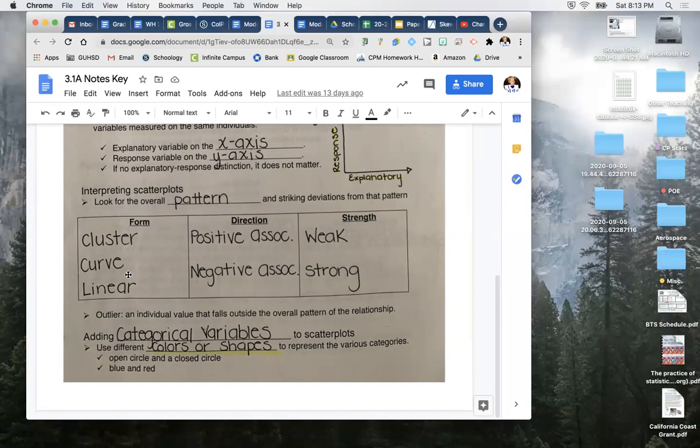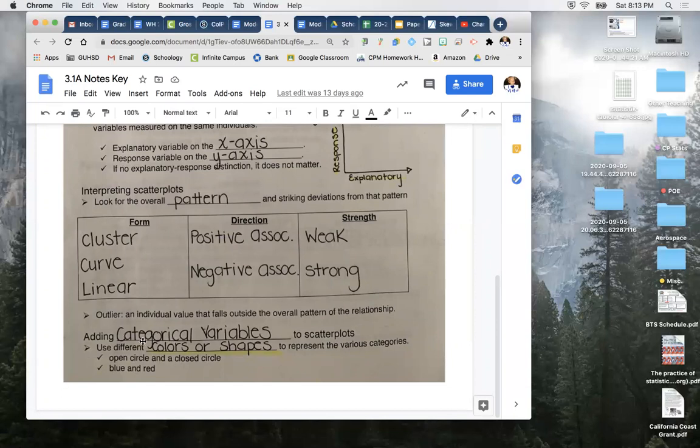The form, we're going to primarily focus on linear. Most of the graphs that we see in this chapter are going to be linear. And then we say whether they are in a positive or negative direction and whether they're weak or strong. Sometimes I'll use moderate as well to be that middle line. But that is how we're going to talk about them.